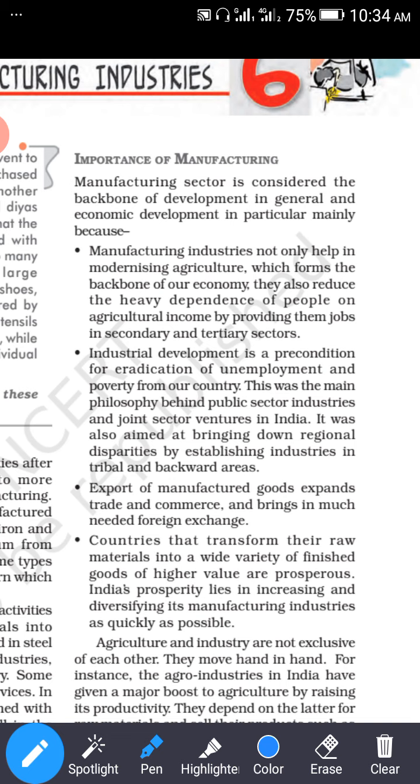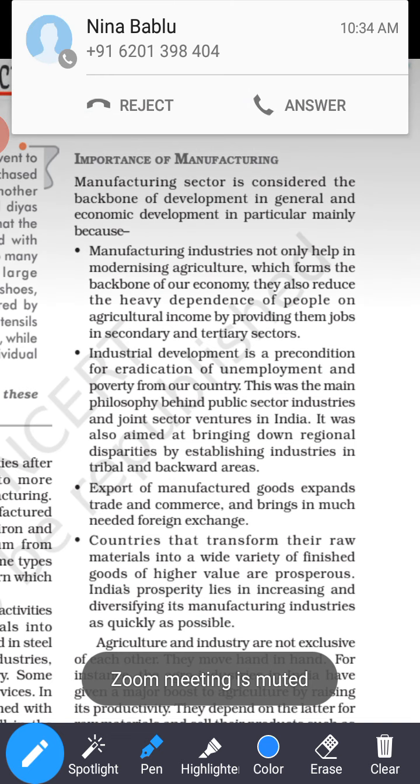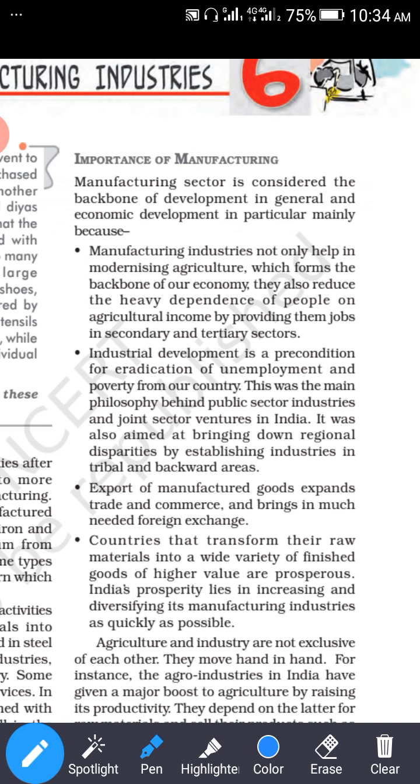The people have the facility of the industry. Another thing: the export of manufactured goods expands trade and commerce. How is it? You have to know more. Just now I told you the example of Japan. Japan imports raw material, obviously also raw material for the iron and steel industry, from our country, and then exports. If we export, it will develop trade and commerce, bringing in much needed foreign exchange. When we export, our foreign exchange will increase.